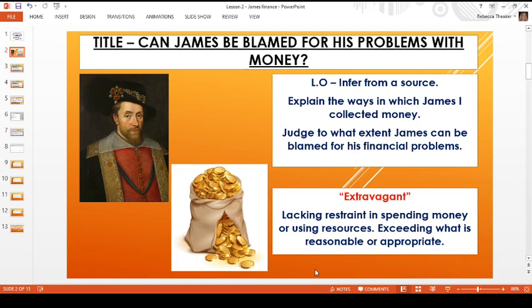We've all been there. But the term extravagant has been used during James's reign by people from his time, and it's also been used by historians after James has died to describe James. They described him as an extravagant person, someone who had no control over their money and just bought whatever they wanted to buy. So write that keyword down for me, please. Extravagant: lacking restraint in spending money or using resources, exceeding what is reasonable or appropriate.